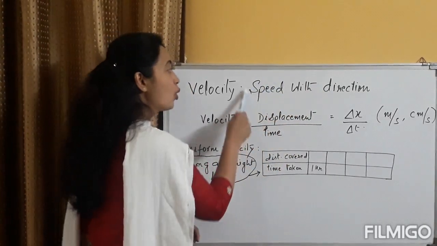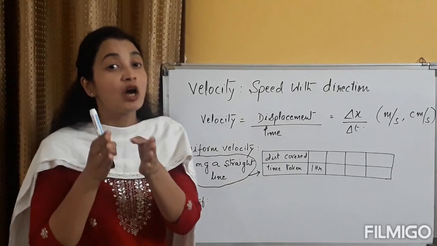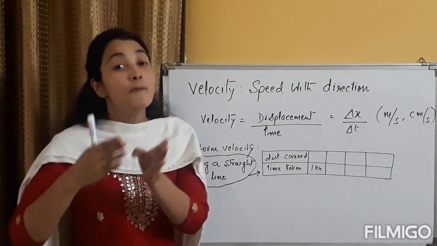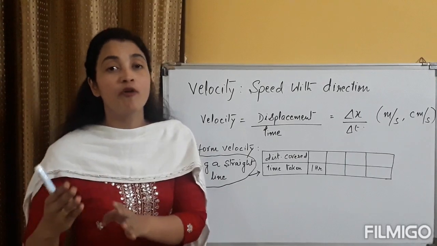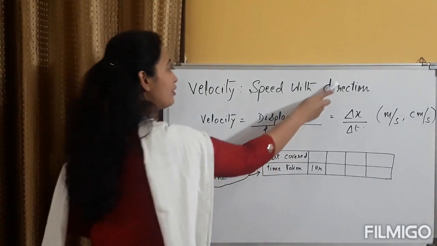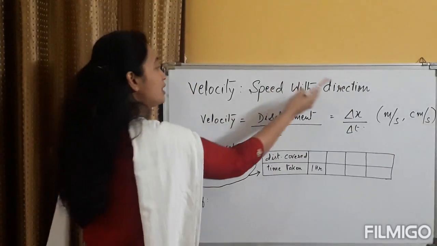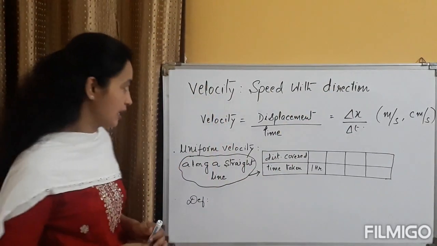If we are considering only speed, we take only the quantity, the magnitude, the amount, or you can say the measurable numerical value of a physical quantity. And when a direction is also associated with it, speed with direction, we call it velocity.